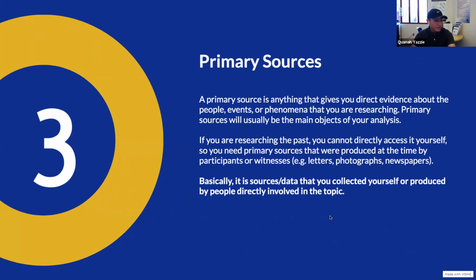So with primary sources, this is anything that gives you direct evidence about the people that you're researching about. It's usually the main object of your analysis. If you're researching the past, you cannot directly access it yourself, so you need primary sources that were produced at the time by participants or witnesses. What this means is basically it's the sources or the data that you collected yourself, or that other people produced, or they did this research themselves and they were directly involved in the topic.